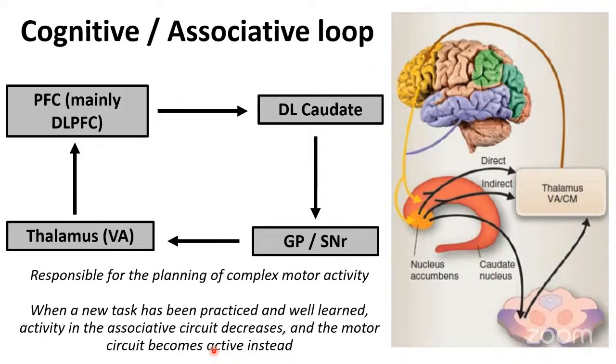Whenever a new task has been practiced and well learned, the activity in the associative circuit later on decreases, and the activity in the motor circuit increases. So we know that in procedural memory, we have more of a role of the basal ganglia and cerebellum.